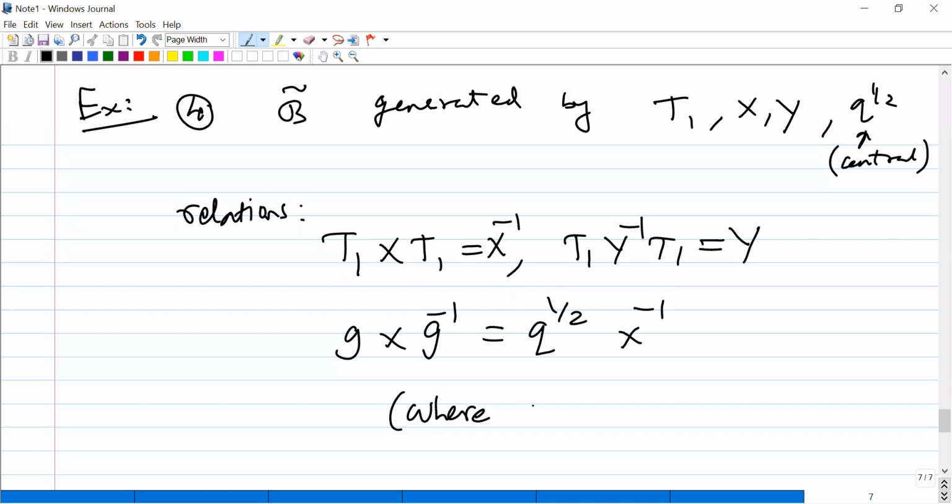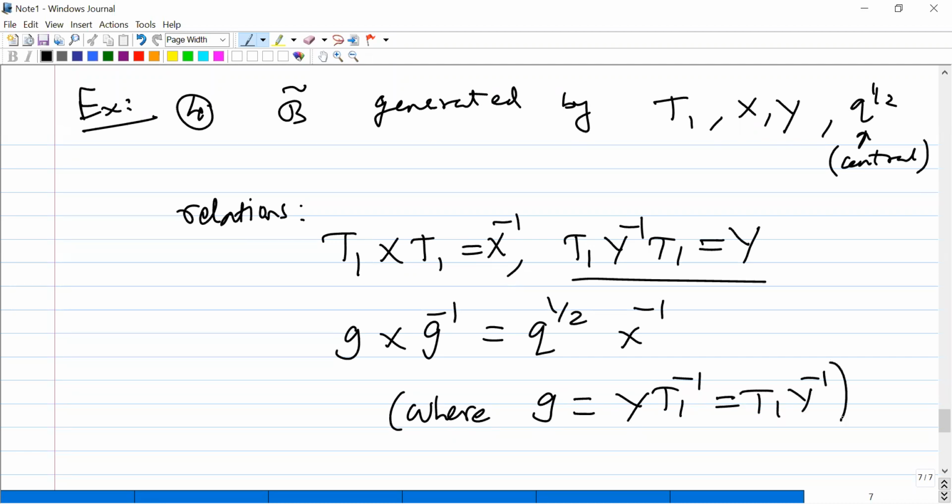So you can take G to be this Y T1 inverse. Because we have this relation, this tells you that this is the same as T1 Y inverse. So in particular, it follows that G square is identity. Okay, so this is another presentation, obtained by replacing the generators G, T naught, and G naught check, T naught check by the respective X and Y.